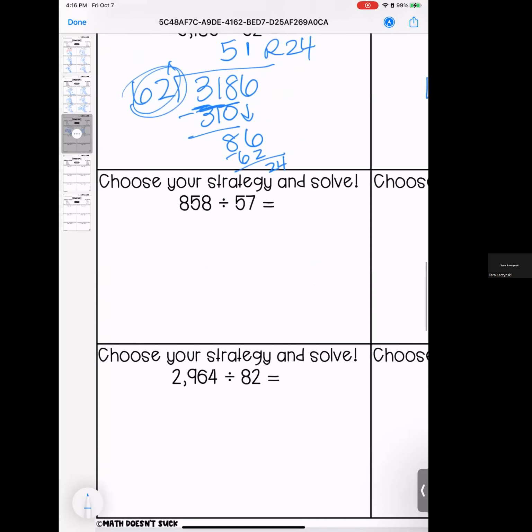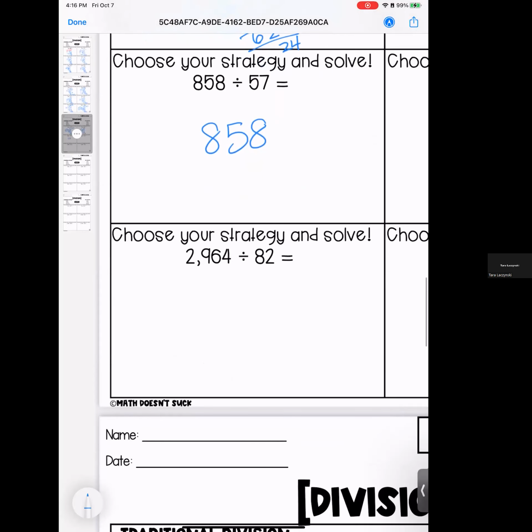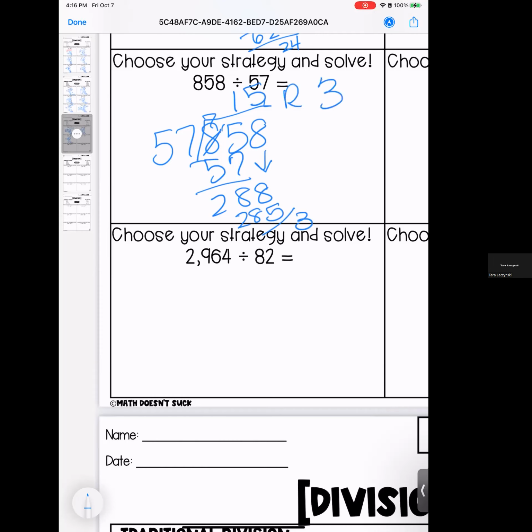We have 858 divided by 57. 57 does not go into 8, but it does go into 85 one time. When we subtract 85, take away 57, we're left with 28. Bring down the 8. This is a super stretch. 57 times 5 is the closest we can get. That gives us 285. When we subtract that, we're left with 3. Our answer is 15 with a remainder of 3.